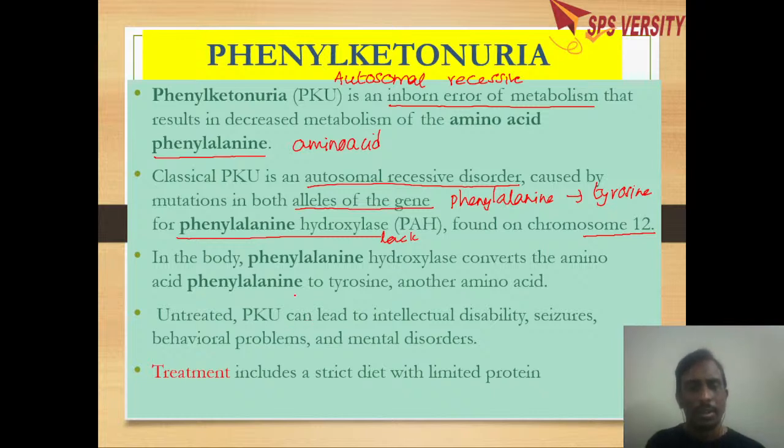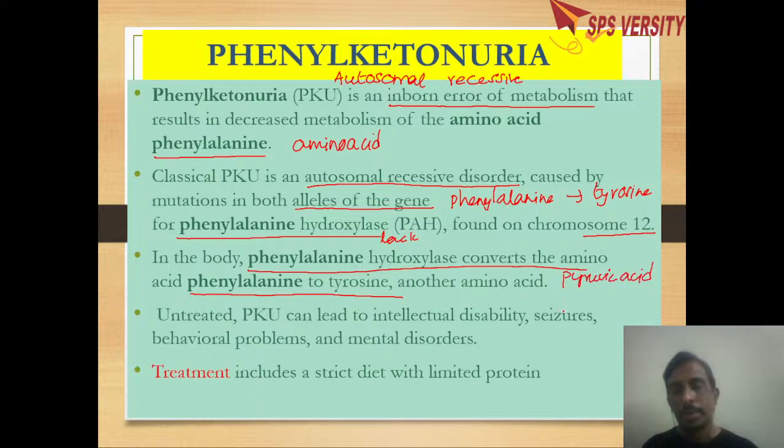So this phenylalanine hydroxylase will convert the amino acid phenylalanine to tyrosine. Tyrosine is again another amino acid. When it is not treated, phenylalanine is converted into phenylpyruvic acid, which will harm the brain cells. It leads to intellectual disabilities, seizures, behavioral problems, and mental disorders. So what is the treatment for this? That is a strict diet with limited protein.